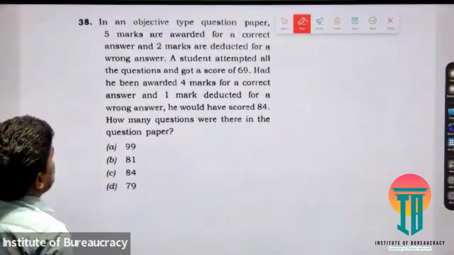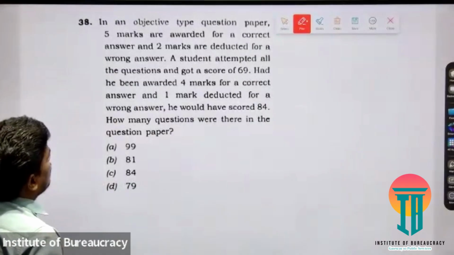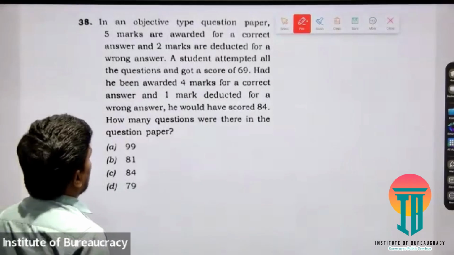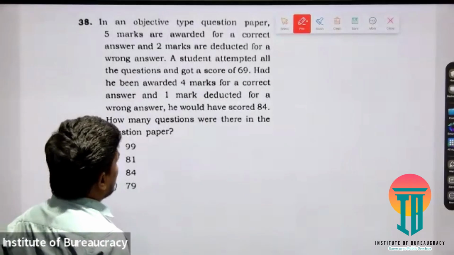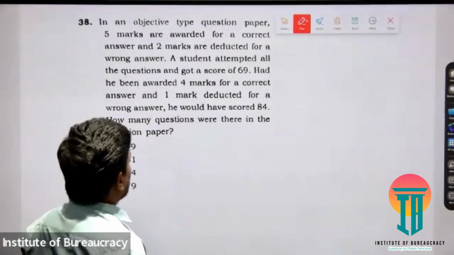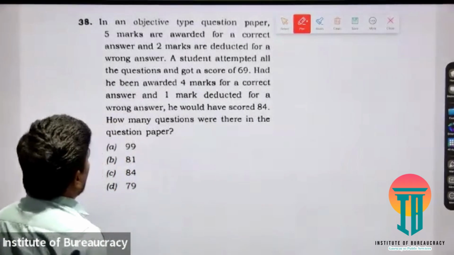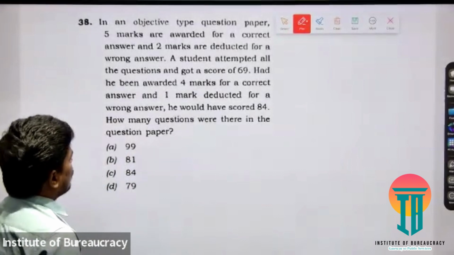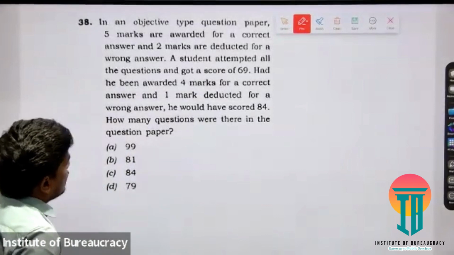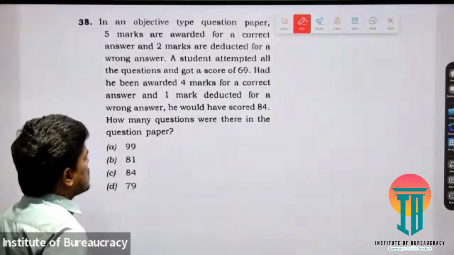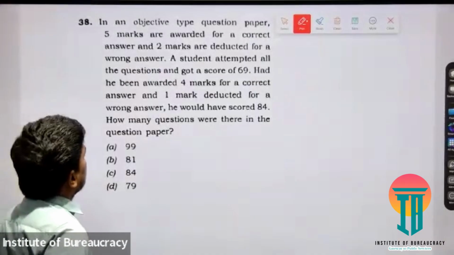In an objective type question paper, 5 marks are awarded for a correct answer, 2 marks are deducted for a wrong answer. A student attempted all the questions and got a score of 69. Had he been awarded 4 marks for a correct answer and 1 mark deducted for a wrong answer, he would have scored 84. How many questions were there in the question paper? Okay.